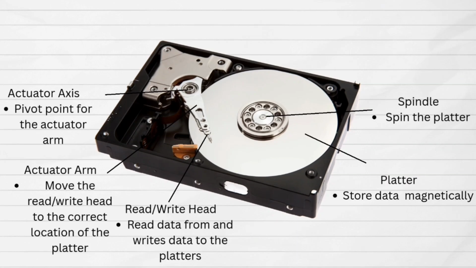And then the actuator arm. The function of the actuator arm is to move the read write head to the correct location of the platter. The next one is the actuator axis, which is the pivot point for the actuator arm.